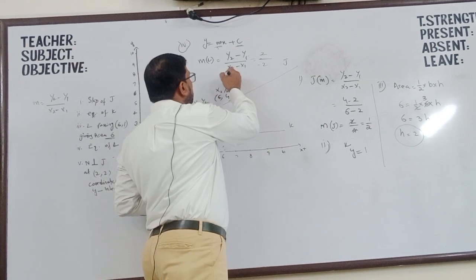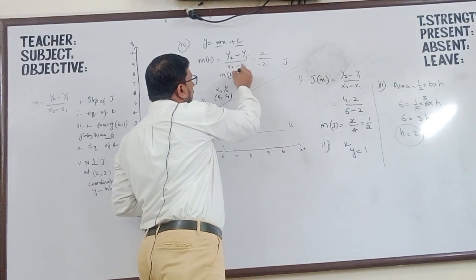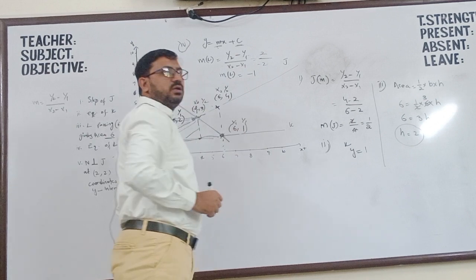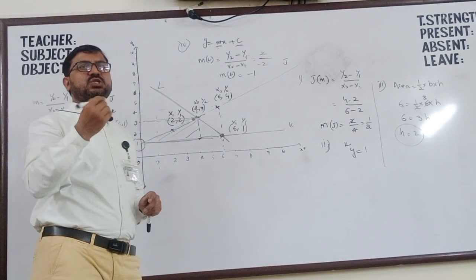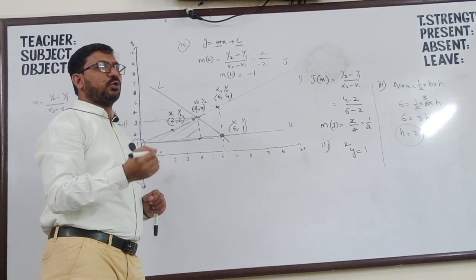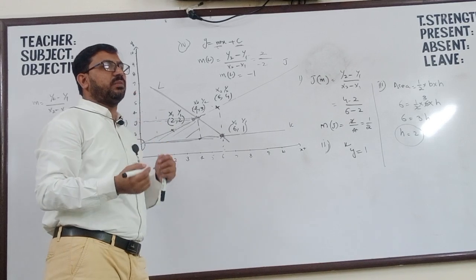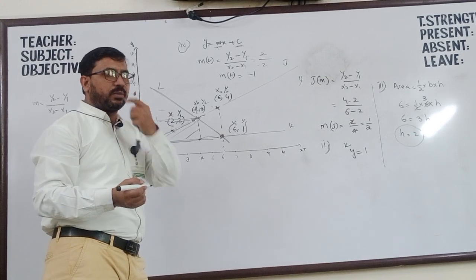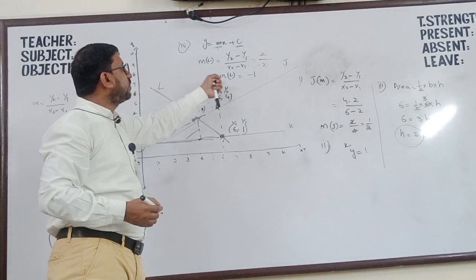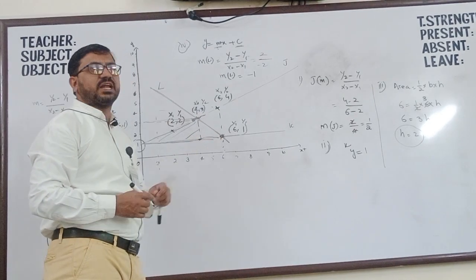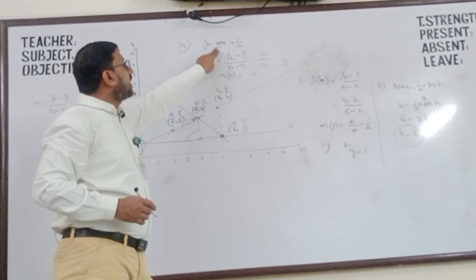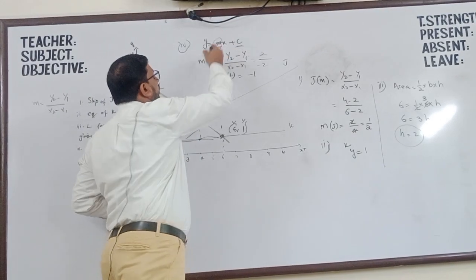So what is the slope for line n? Is it negative 1? You can say it's minus 1 by 1. Whether you write 1 in the denominator or don't write the denominator, that will be the same. So the slope of this line n is negative 1. We have calculated the slope, so over here you are going to put minus 1.